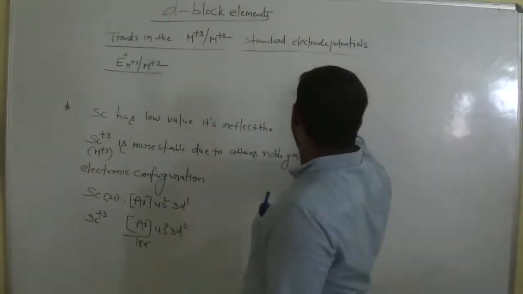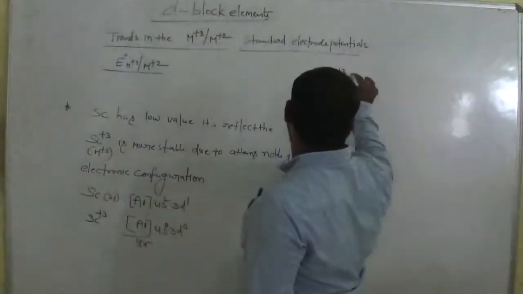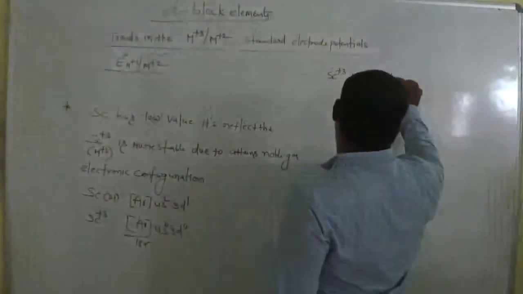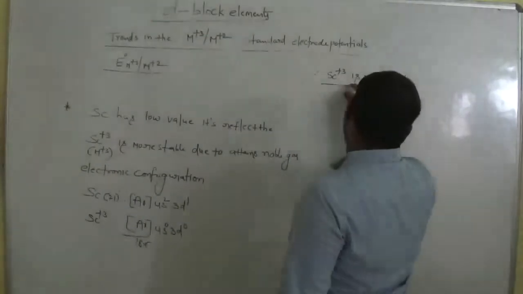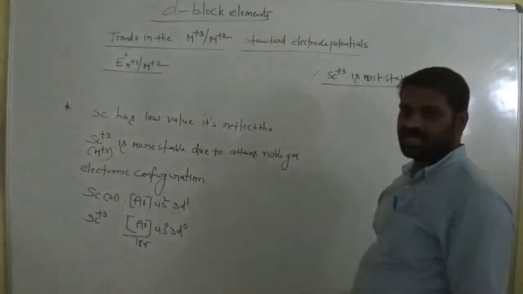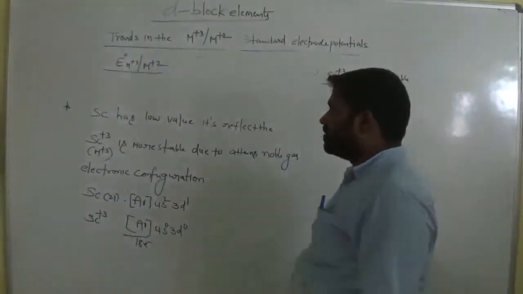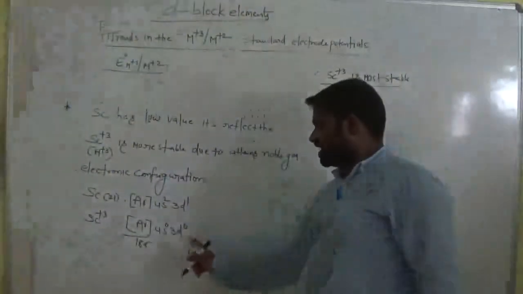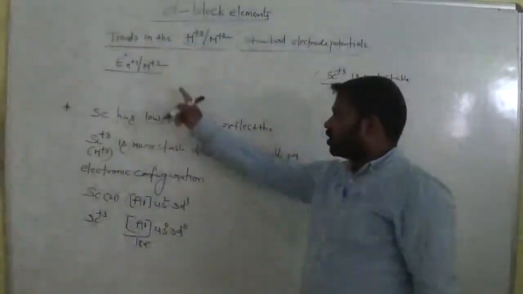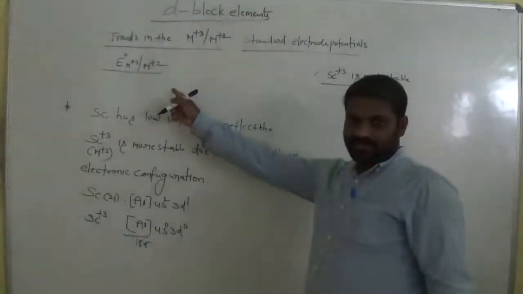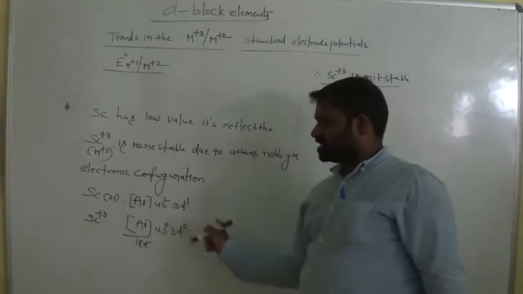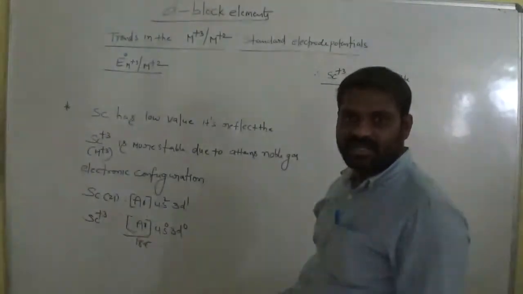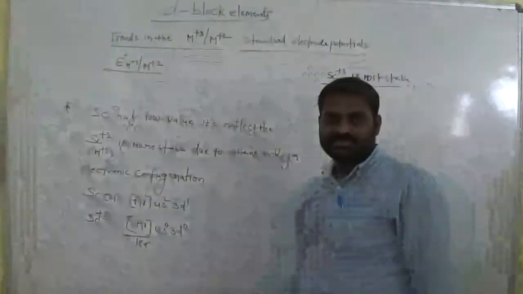So therefore scandium +3 is the most stable oxidation state, and its standard reduction potential values are low. That means they can easily lose 3 electrons, or not? Low values means maybe negative. So that means they can easily lose 3 electrons, easily donate the 3 electrons. Then it becomes scandium +3. Okay, clear?